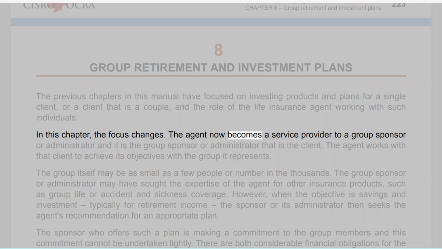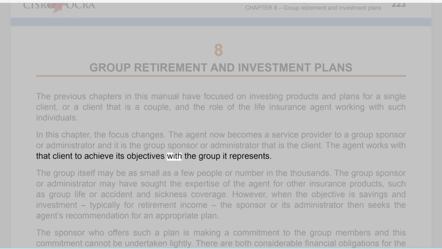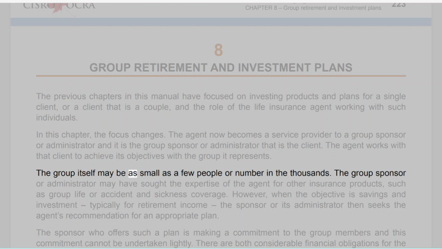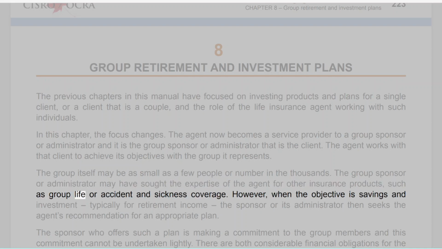The agent now becomes a service provider to a group sponsor or administrator, and it is the group sponsor or administrator that is the client. The agent works with that client to achieve its objectives with the group it represents. The group itself may be as small as a few people or number in the thousands. The group sponsor or administrator may have sought the expertise of the agent for other insurance products, such as group life or accident and sickness coverage.